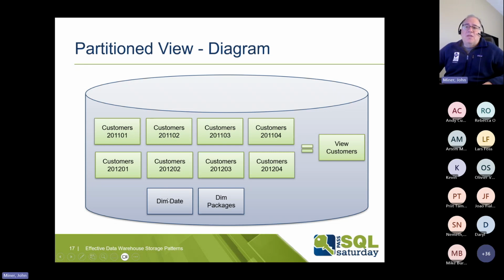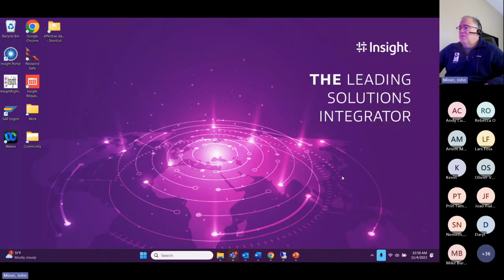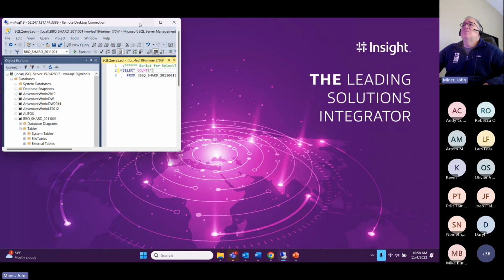Good thing is we don't have to replicate the data for dim date and dim packages, but we're going to use this union view to make it look the same, okay? I'm going to leave the pros and cons for the end, and we're going to go to the example.